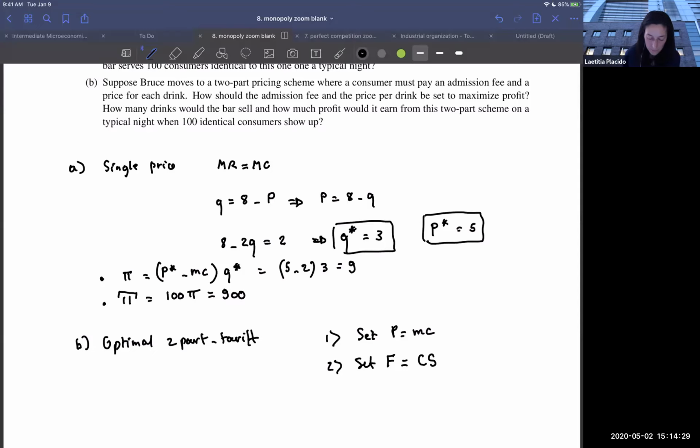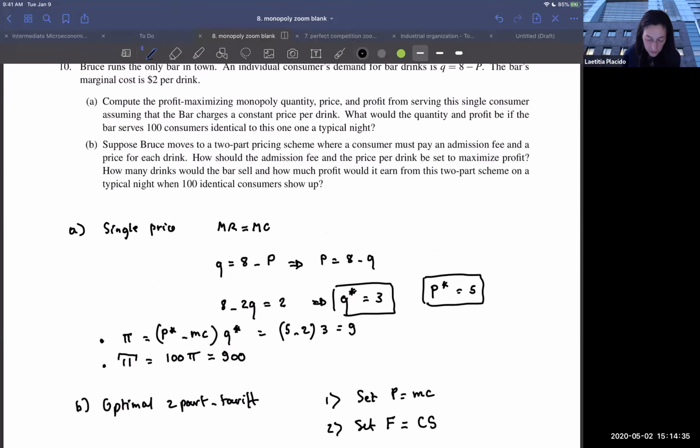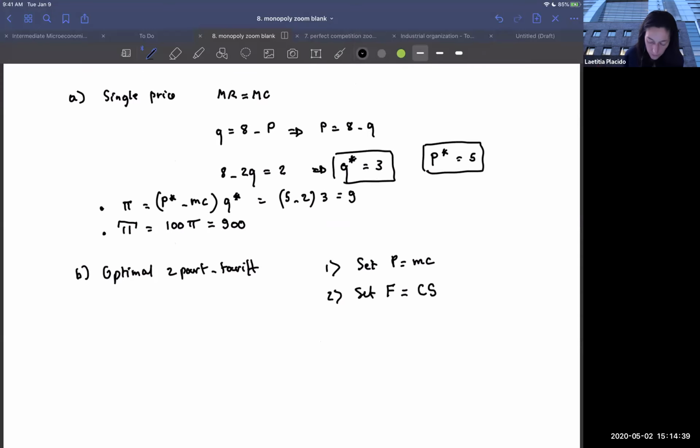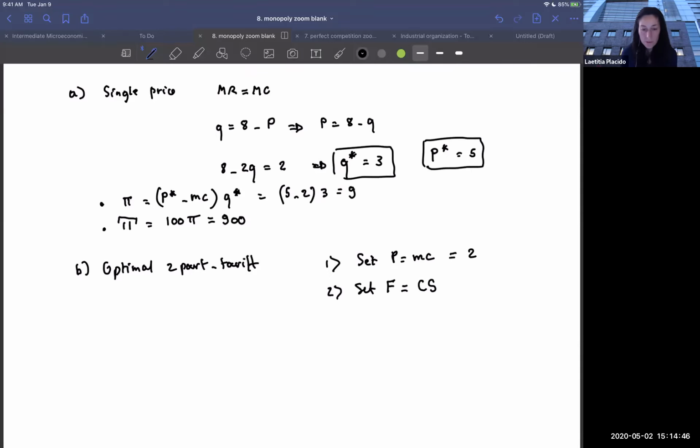Okay, so let's do that. Set price equals marginal cost. That part is easy. What is the marginal cost? The marginal cost is 2. So set price equals marginal cost equals 2. Now how do we get the consumer surplus? Let's draw a graph to visualize what happened here.